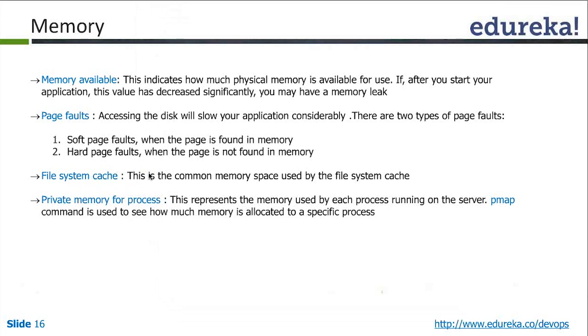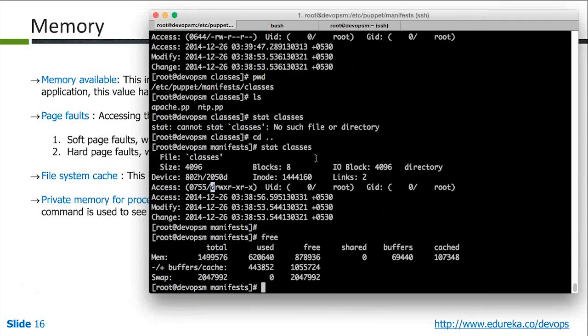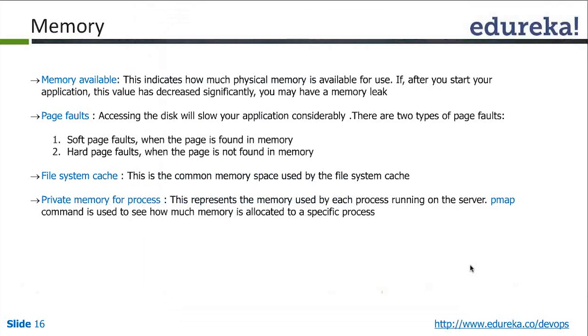So file system cache is that memory in which your file system data, the files, are kept in memory for it to become fast for accessing.